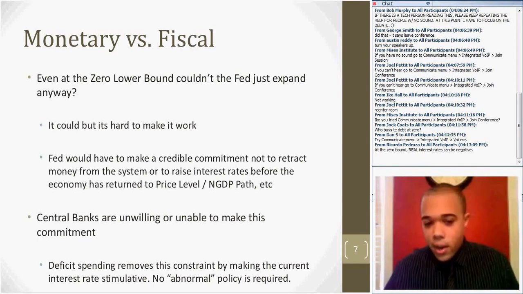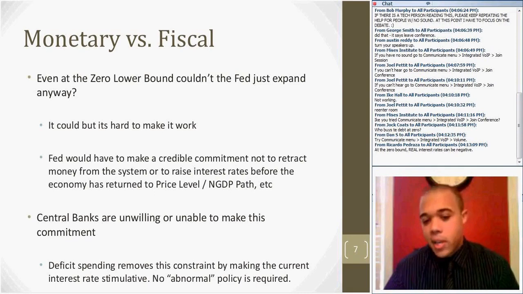Another reason is that you could make a commitment to have interest rates low for a very long time until the economy recovers, until it returns to the path of prices that it was on, until nominal gross domestic product returns to the path that it's on, or until unemployment falls below a certain level. In practice, central banks are unable or unwilling to make this commitment work. And I think there are a lot of reasons why. One is that the central bank isn't always completely independent from the political process. And so you want to make what we sometimes call a credible commitment to be irresponsible. You want to make this commitment, but you can't, because what it will involve is a period of higher than normal inflation, and the political process won't allow that.